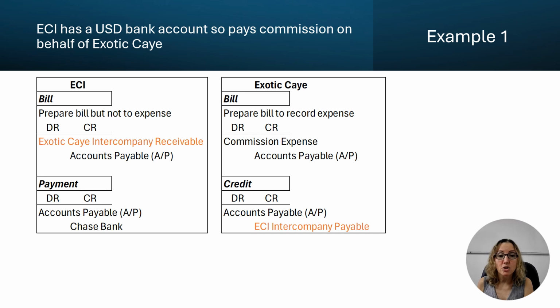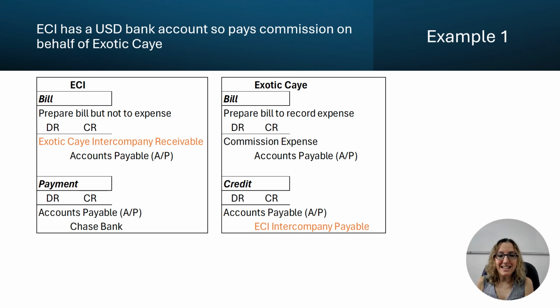So in this case, to get rid of the AP in Exotic Key, what we are doing instead is a credit memo. The credit memo is going to take it out of AP, and we're going to credit ECI intercompany payable. It means Exotic Key actually owes ECI money because ECI paid an expense on their behalf.